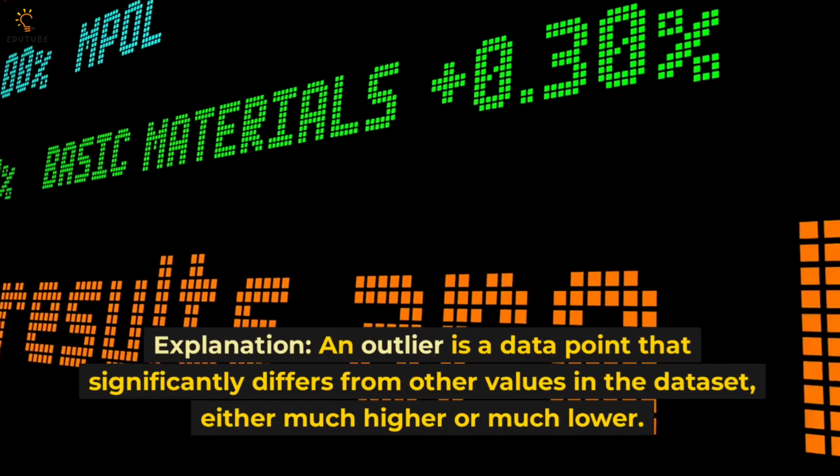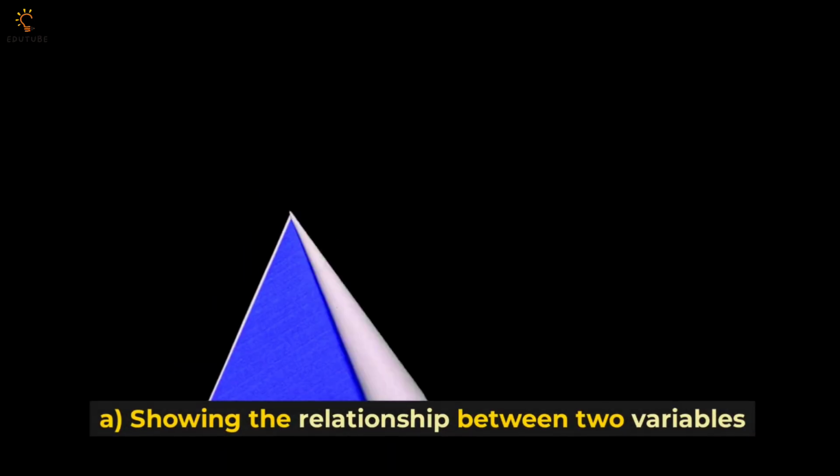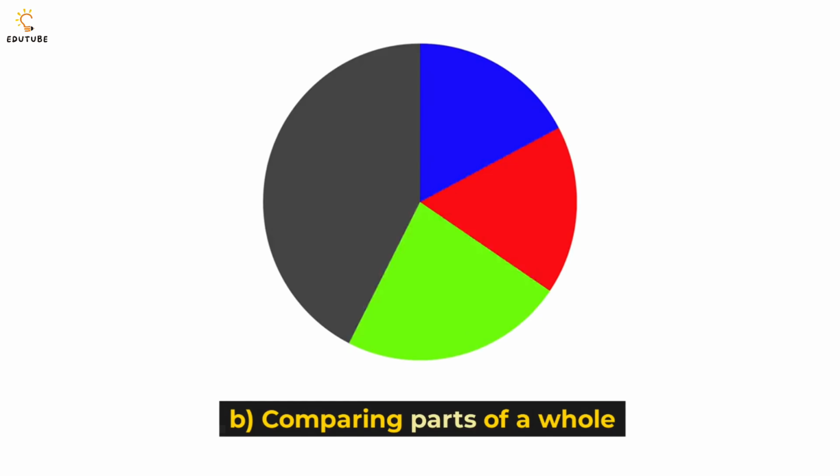25. A pie chart is most useful for A. Showing the relationship between two variables. B. Comparing parts of a whole.